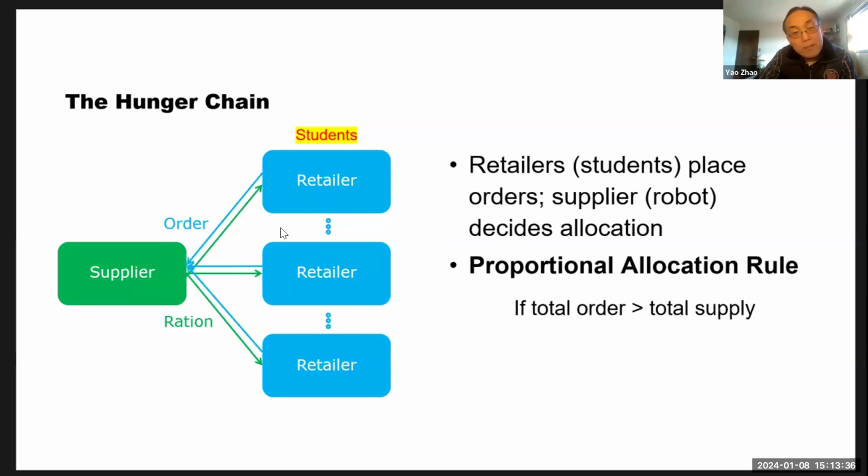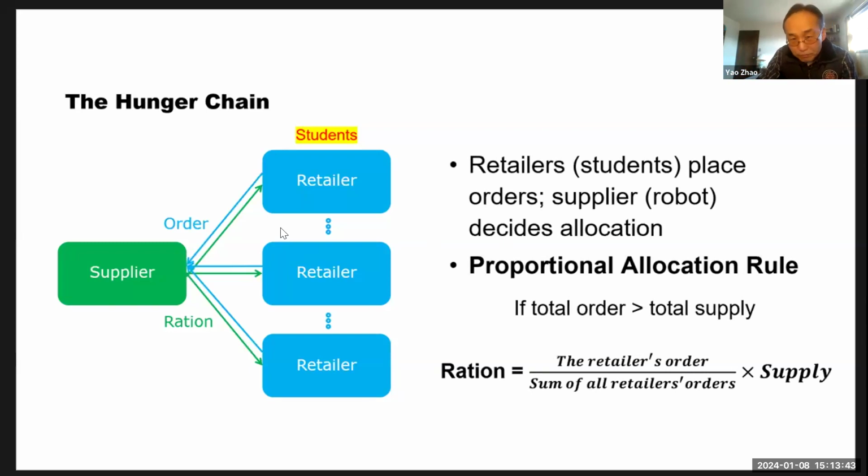So if, let's say, the total order is greater than the total supply, that means the supply is in shortage. The ration will be proportional to the retailers' orders. So if a retailer orders more, he's going to get more in ration. Make sense? This is the most intuitive way. Essentially, we will give you whatever you asked. Now, if we don't have enough, we will give you a ration that is proportional to what you asked.